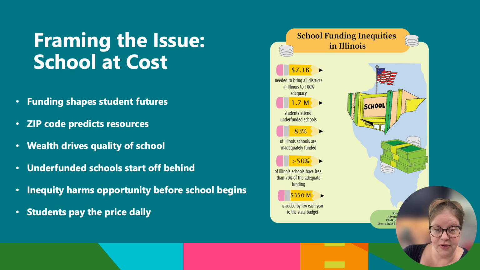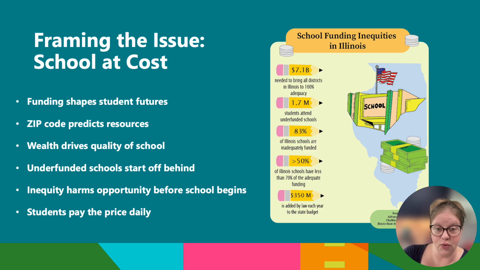School funding shapes every aspect of the student's experience, even before they step into the classroom. Zip codes and property values determine what the property taxes are and how much goes to each school. So this is inequitable from the beginning, as wealth will always drive the quality of the school.